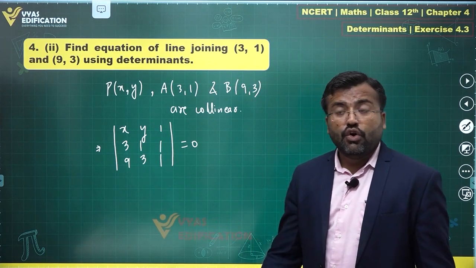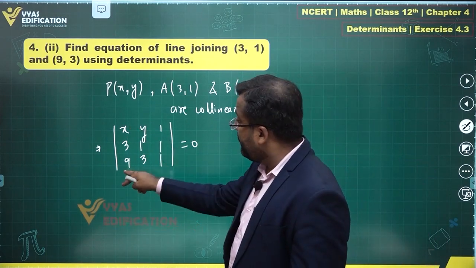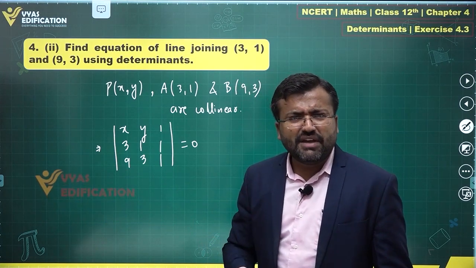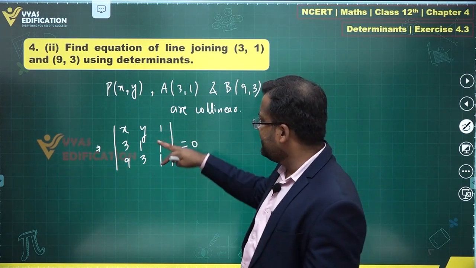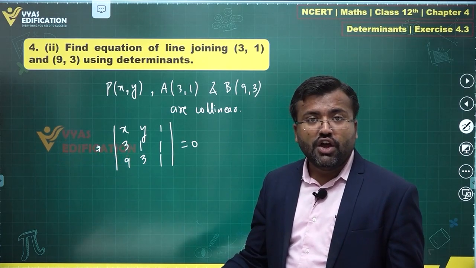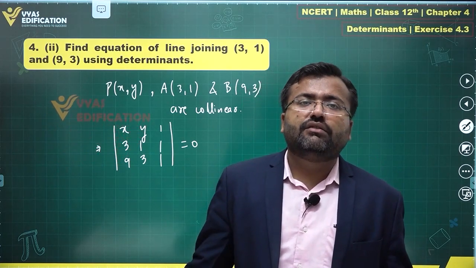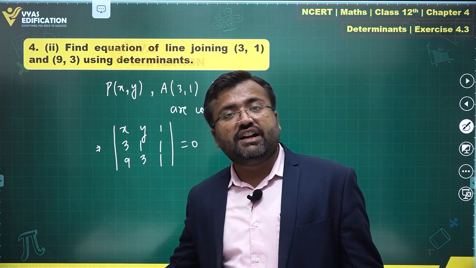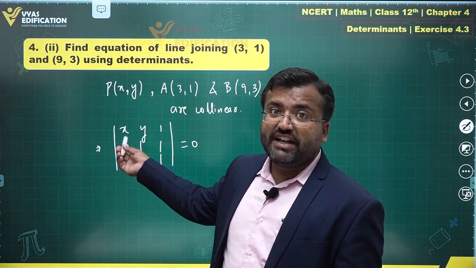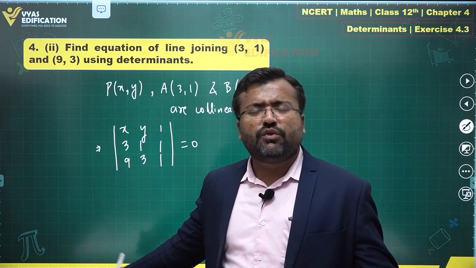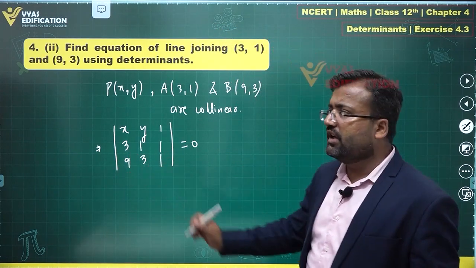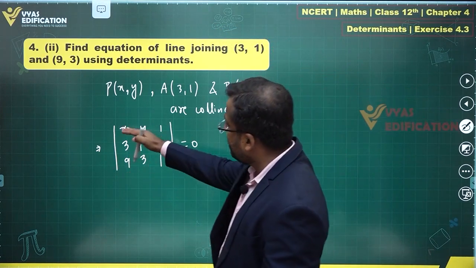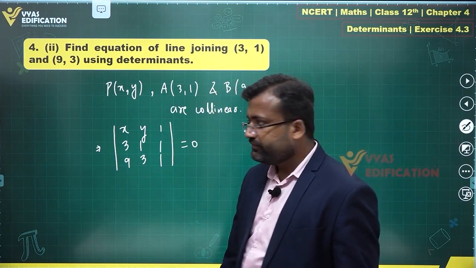Oh, in the previous question, you wrote x, y at the bottom. Will it make any difference? No. I can interchange, and the determinant only changes in sign. Since the right hand side is 0, it will not make any difference. Which point should I take first? Which point should I take second? It will have no impact on this particular question. So we can take x, y here or here as well.